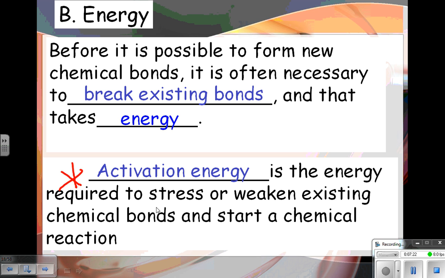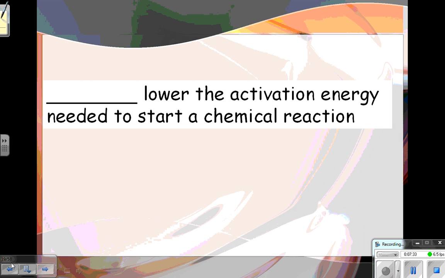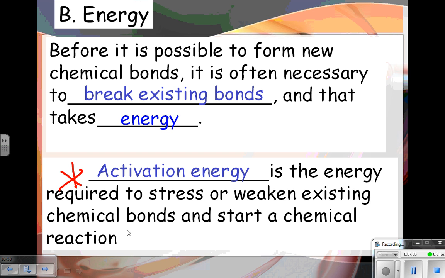Yep. Okay, so activation energy is super important. It's the energy required to stress or weaken existing chemical bonds and start a chemical reaction. I think I have a picture of that on the next page, so let me just show you what that looks like.